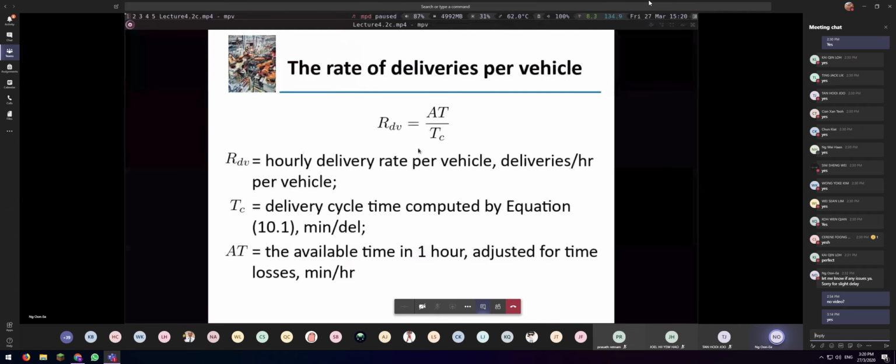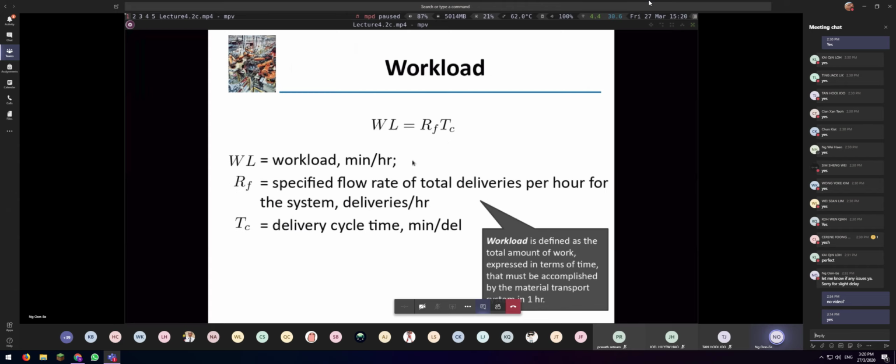So your delivery cycle time, let's say, is 5 minutes. And so 1 hour divided by 5 minutes is how many deliveries you can do per hour. Okay, workload is basically your flow rate multiplied by your delivery cycle time. This is the total amount of work that is accomplished by your entire system within 1 hour.